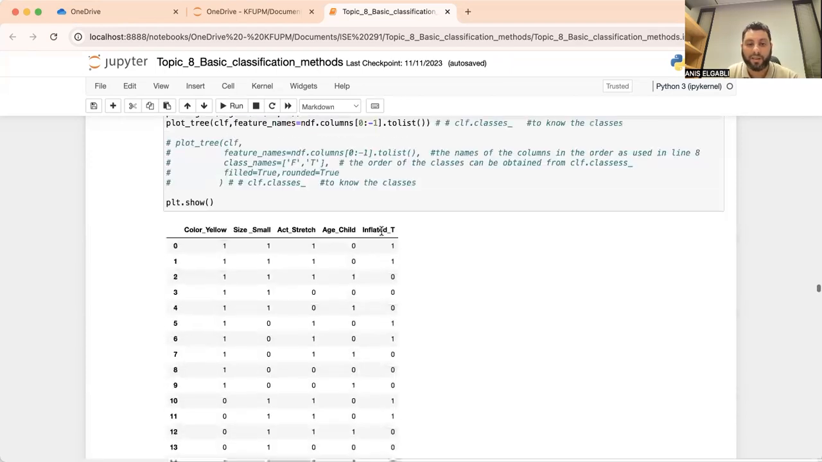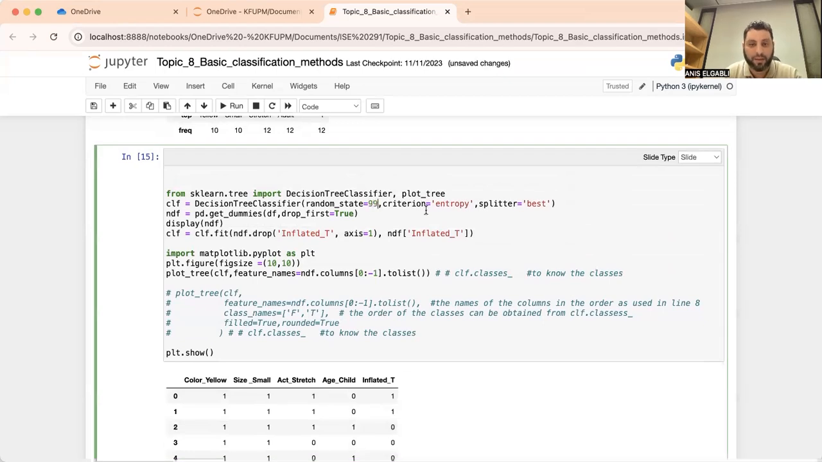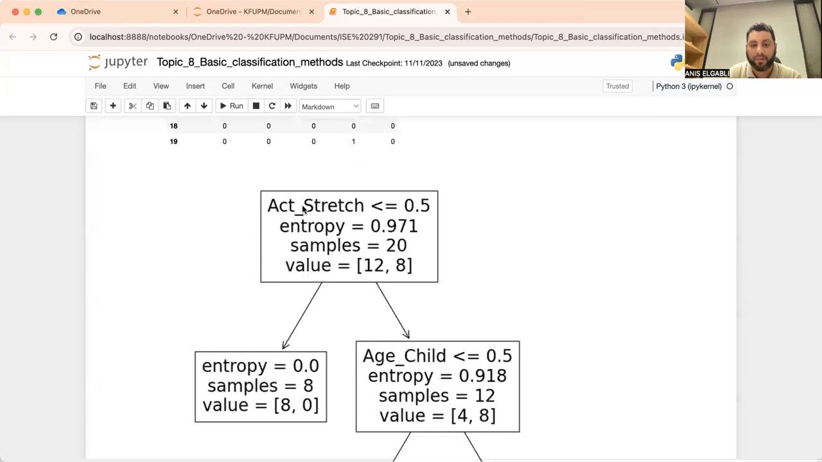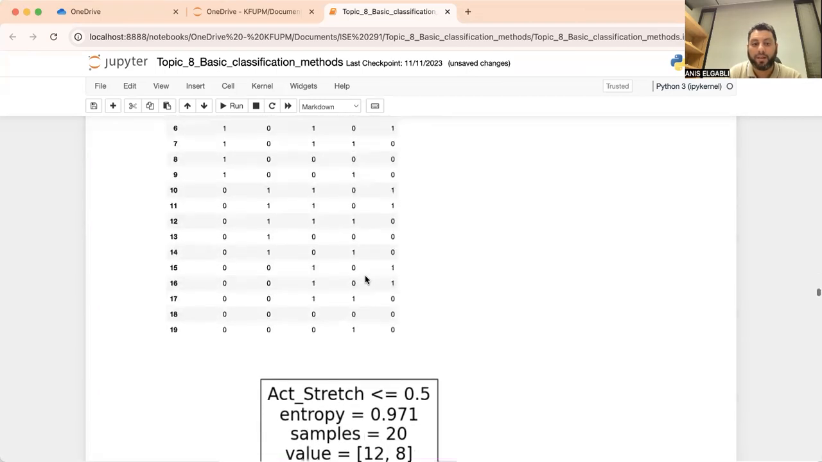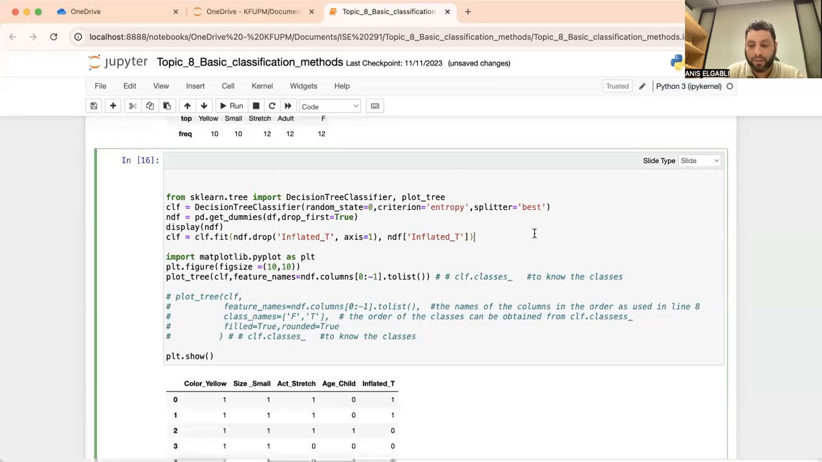Maybe if we change the random seed to 91, I believe I checked this in the past, age and act have the same reduction in the conditional entropy, the same information gain, and now it's act. Okay, let's stick with that for now.